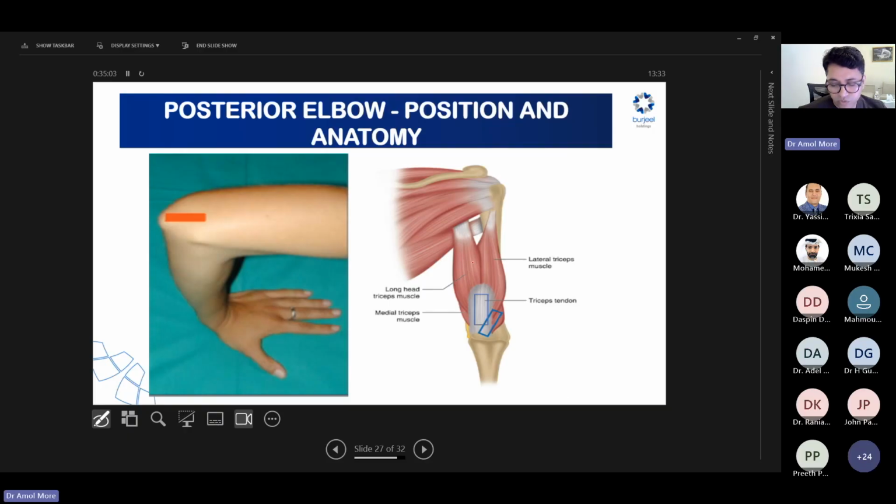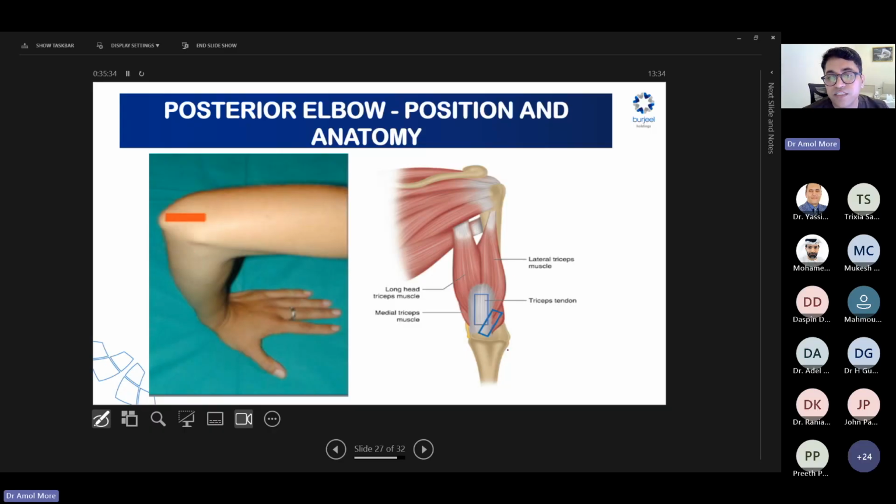Next elbow plane which we see in routine ultrasound is posterior elbow, which is again one of the commonest referrals for the ultrasound of the elbow. These are the structures. This is the probe position. This is the position which we give usually for the posterior elbow joint. Sometimes according to the comfort of the patient, you can keep the patient in lying down position, in prone position, and you can assess the posterior elbow.